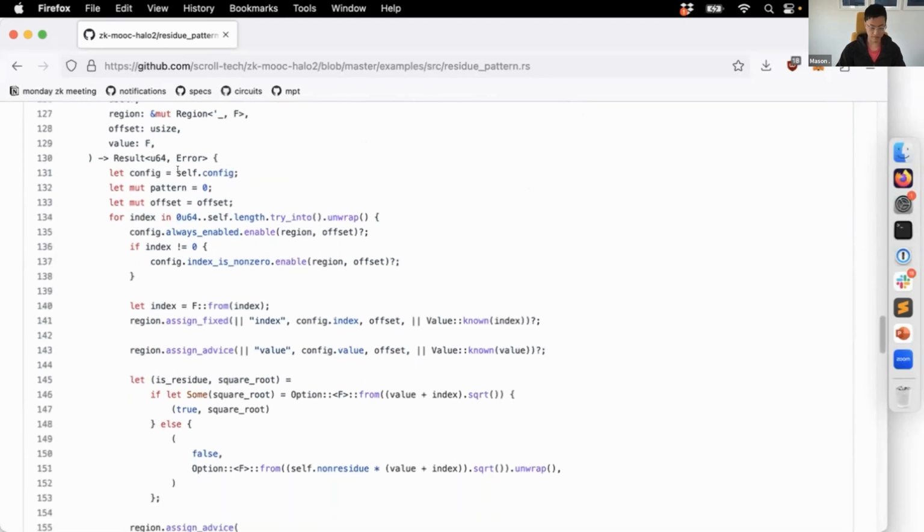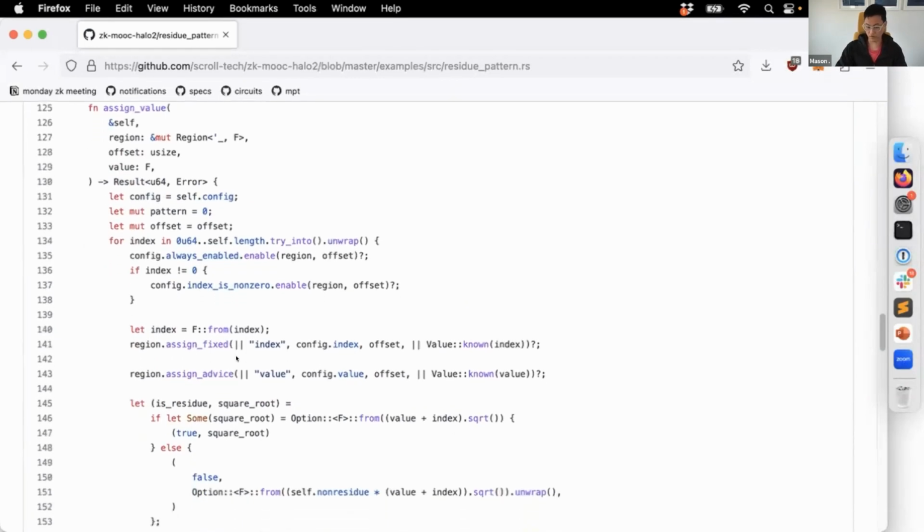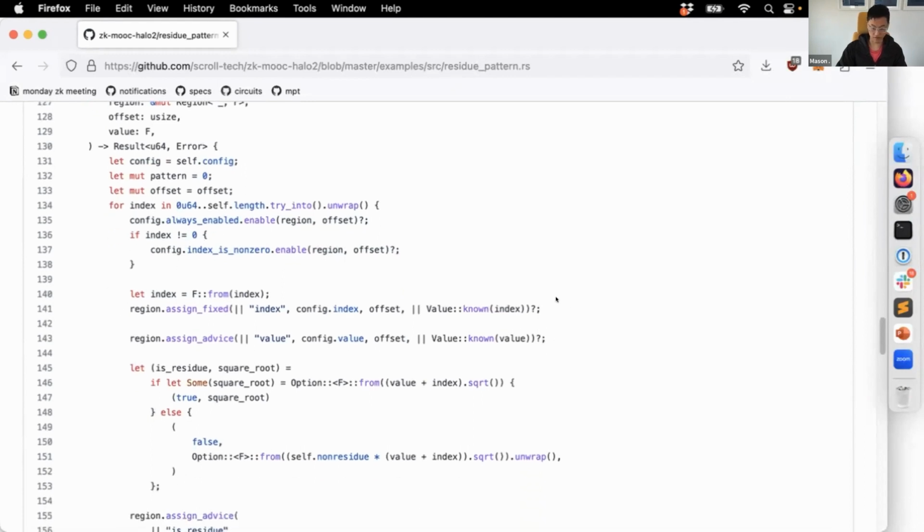In assign value, I have to go through the columns in the config and tell the circuit which value I should put here. So I do the select first. Always enabled is always enabled, so I'm just going to always enable it. The other one gets enabled if the index is non-zero. And then the final fixed column is the index column, which just gets assigned the values 0 through 63.